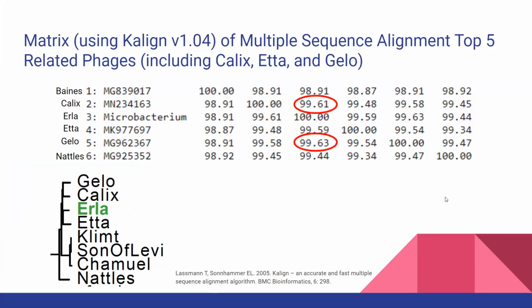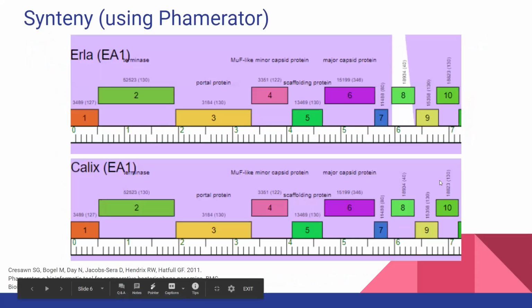This analysis puts it into perspective even further, wherein we have Gello, Etta, and Calyx, and Erla in the middle here with 100%. We can identify that Calyx, Etta, and Gello are the three best alignments in this matrix here. And we can see that Baines and Nattles, which are also in the subcluster, are definitely further off. And we can also see in this visual representation of this phylogenetic tree that Calyx, Gello, and Etta are very close to Erla, while the rest are further off in this other group here.